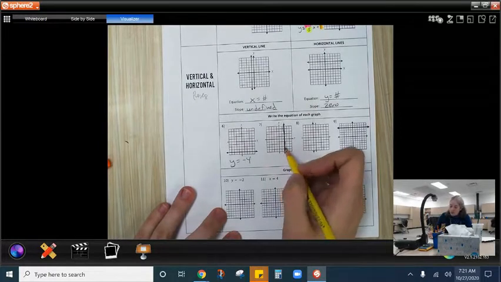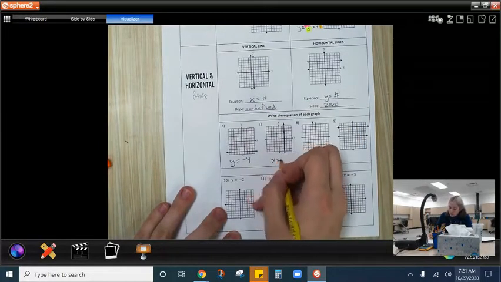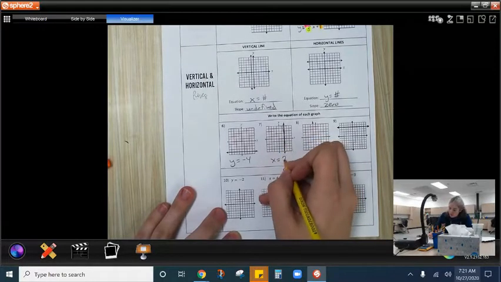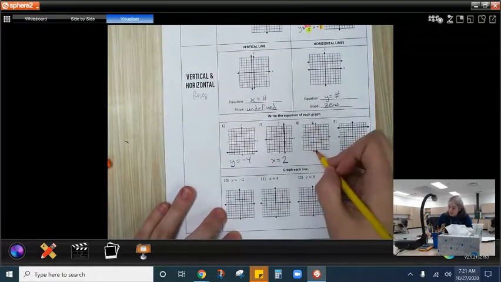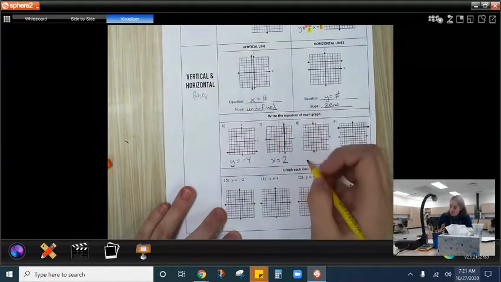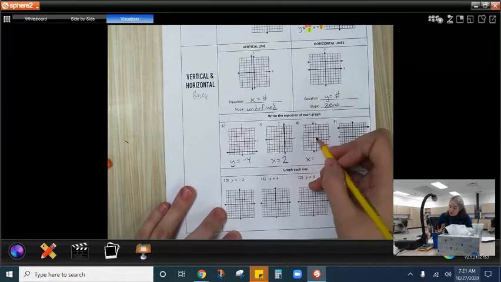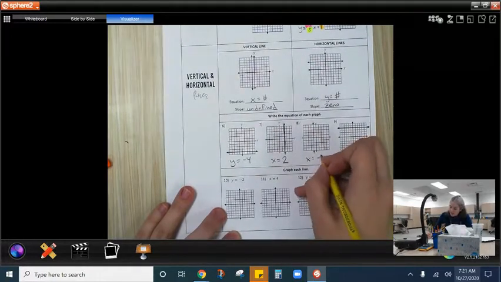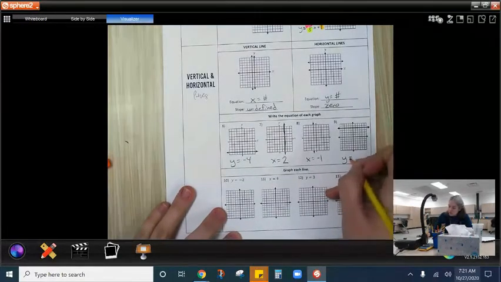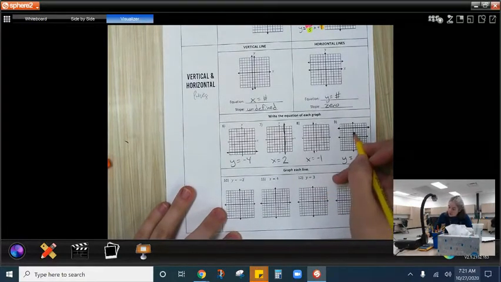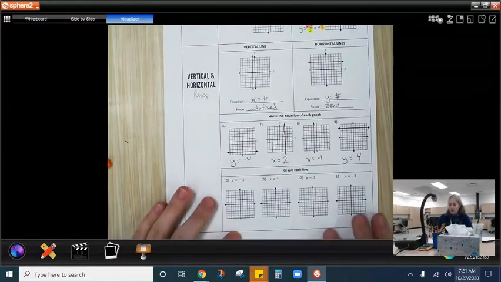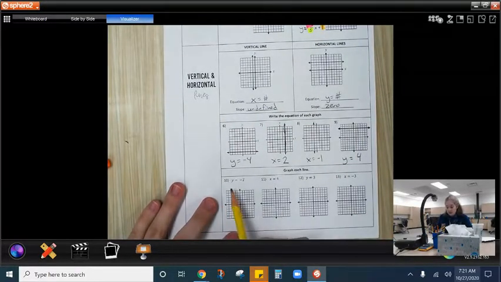What about this one? Well, it's a vertical like this, so it's going to be an x equals. It touches at x equals, well, there's 0, 1, 2. So for this one, is it going to be an x equals or y equals? Well, it's vertical, so it's going to be another x equals. And it touches the x-axis at -1. And then for our last one here, it's a horizontal, so we know it's going to be a y equals, and it touches at 1, 2, 3, 4. Y equals 4.